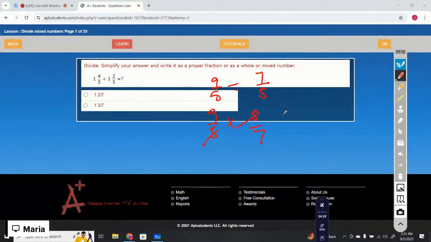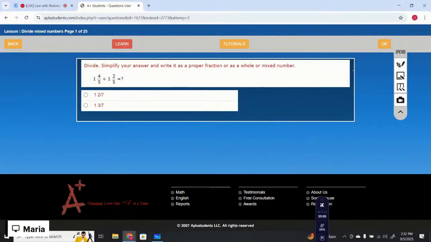So 5 and 5 cancel out. We are left with 9 by 7, so just divide. 7 times 1 is 7. 9 minus 7 is 2. That is 1 whole 2 over 7. Option number 1 is the correct option.